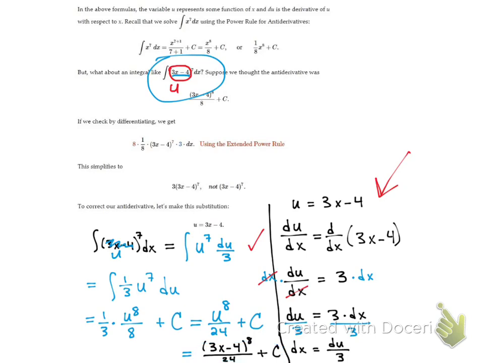And now if you take the derivative of this thing that we've got down here at the end, the derivative of that would equal (3x minus 4) to the 7th, like it should. So this is how we do U-substitution. The reason we want U-substitution is because we wouldn't know how to take the integral of the thing we started with for this example unless we used U-substitution. So it allows us to take the integral of some more complicated expressions.